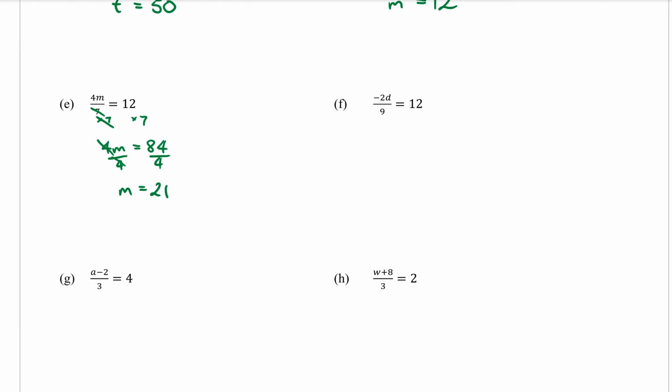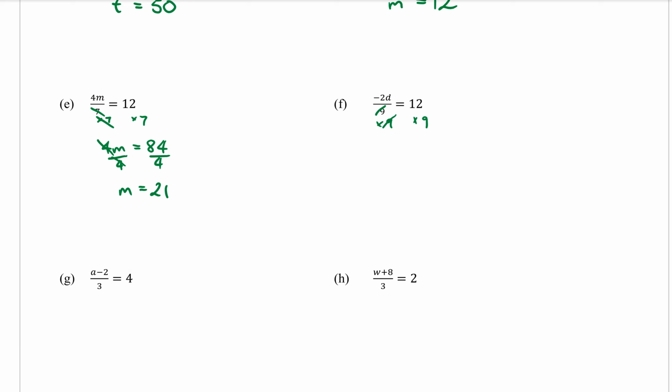How'd we go? I got it. Everyone get it? 21. Yeah? Most people? All right, let's do F. I'll do this one with you because there's a minus sign in this one. First step is going to be to times by the 9.